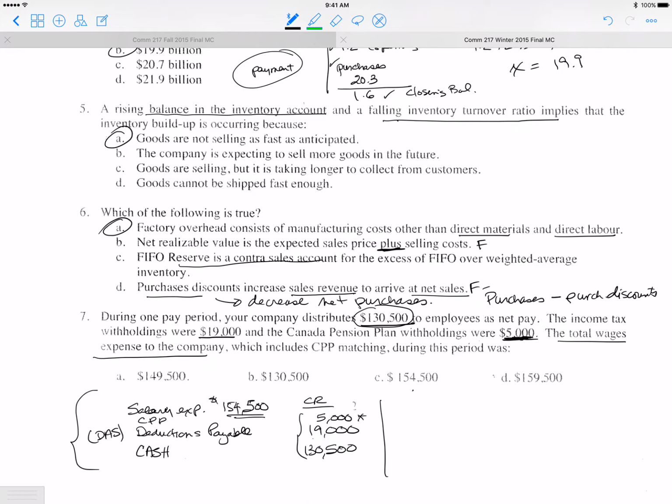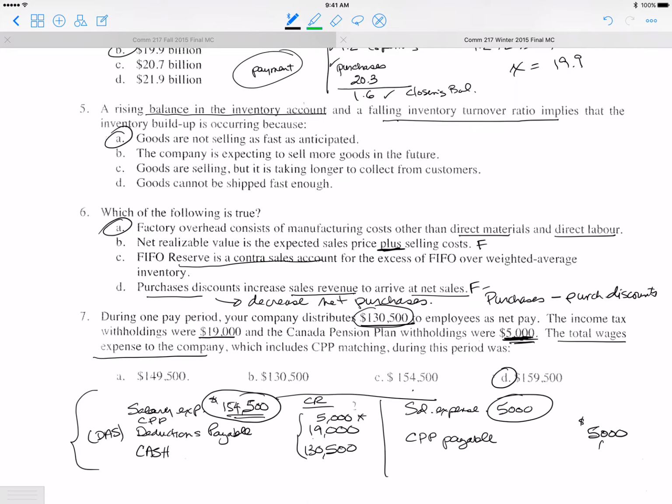So the entry we would have made to account for this $5,000 matching is CPP payable. This is, again, the employer's contribution, and the debit would have been to salary expense. So the employer's expense is $154,500, plus the additional contribution of $5,000 for the matching CPP. So the correct answer to this is, in fact, $154,500 plus 5, so $159,500. Okay, so the next one.